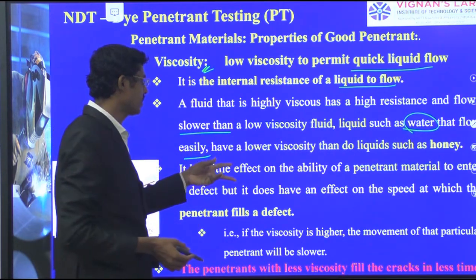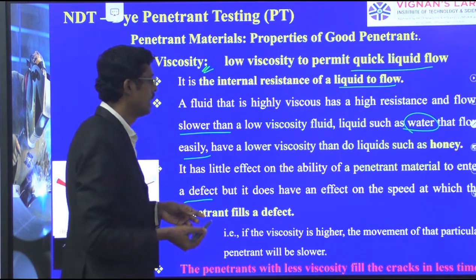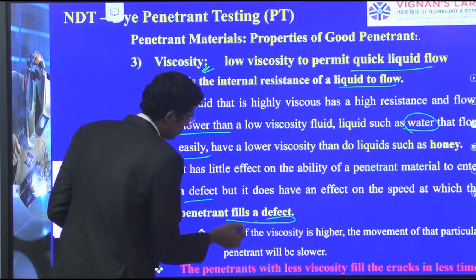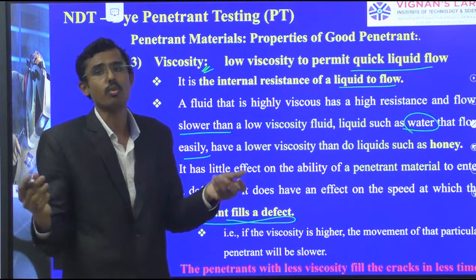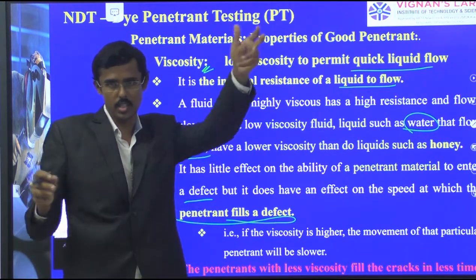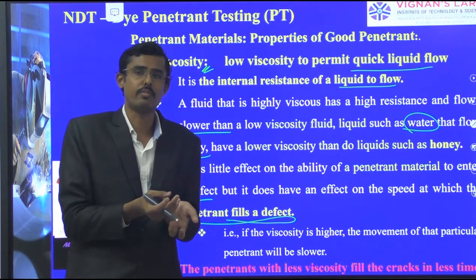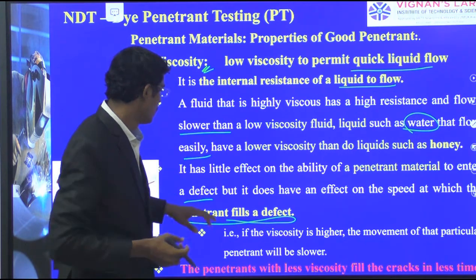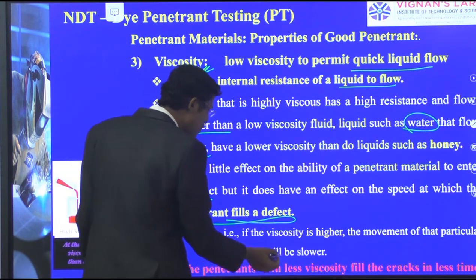It has little effect on the ability of the penetrant material to enter into the defect, but does have an effect on the speed at which the penetrant fills the defect. So it takes more time to fill. It means at one time we have to give more. If we are giving more time, the production rate may get reduced on the other side. But we want perfect inspection to be done, so we should give the dwell time. If the viscosity is higher, the movement of that particular penetrant will become slower.